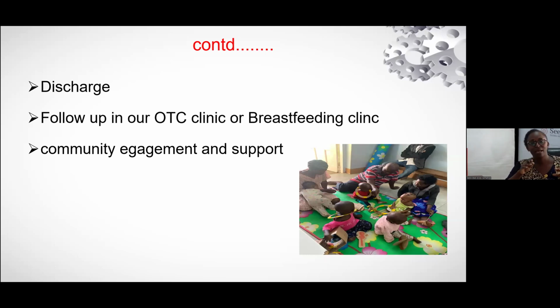And then we monitor them every week in the OTC clinic until they have reached the exit criteria. For exit criteria, we are aiming at weight for height above -2 standard deviation. We no longer have that target weight gain and the rest. But while this child is on F100, our target weight gain per day is 8 grams per kilogram per day. And then we have to continue with our community engagement and support. Though in our central Uganda, we don't have community, but in upcountry, you have community supports.